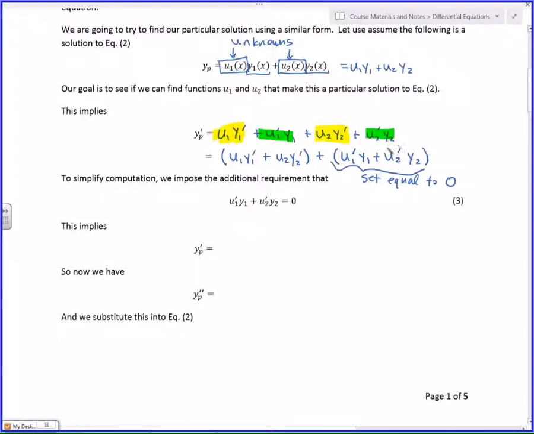Firstly, the main reason is I just want this term to drop out. Second, since u1 and u2 are unknowns, I'm going to apply constraints to them so that they will possibly have a solution to this differential equation. Later on, I'll get a second condition, so I actually have 2 equations with 2 unknowns that both depend on u1 prime and u2 prime as being my unknowns. So if I set that equal to 0, this term just drops out. So all I've got left for my yp prime is u1 y1 prime plus u2 y2 prime.